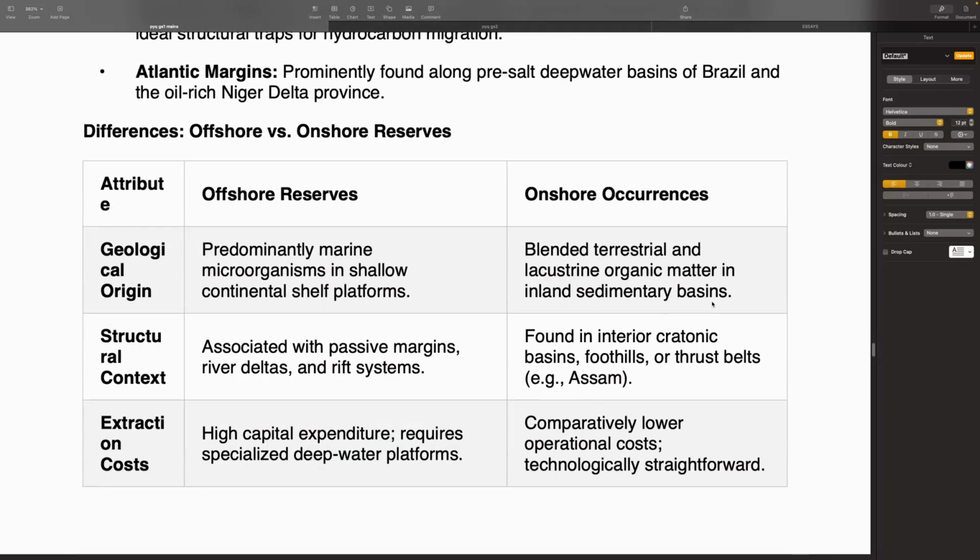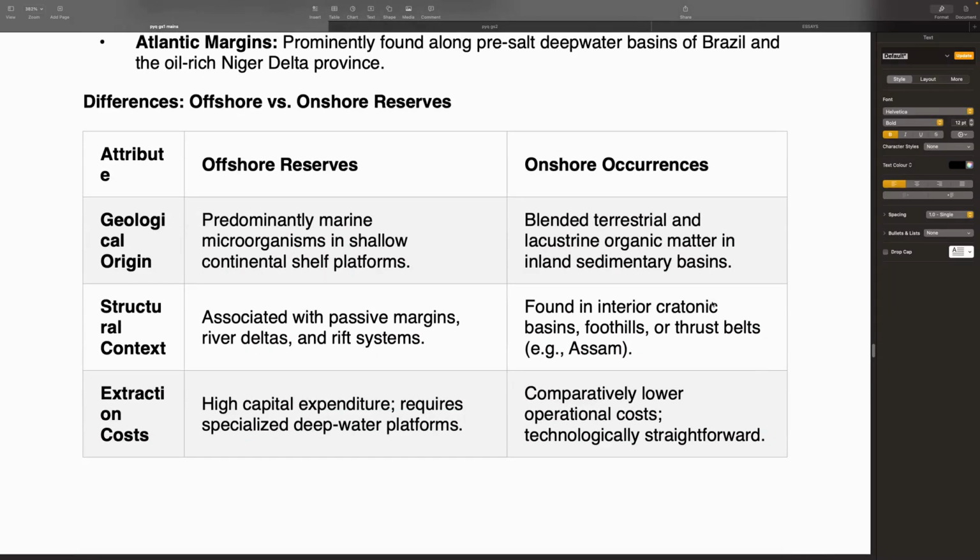Differences between offshore and onshore. We have three parameters, you can say. Attribute: geological origin. Offshore: predominantly marine organisms in the shallow continental shelf platform. Onshore: blended terrestrial and lacustrine organic matter in inland sedimentary basins.